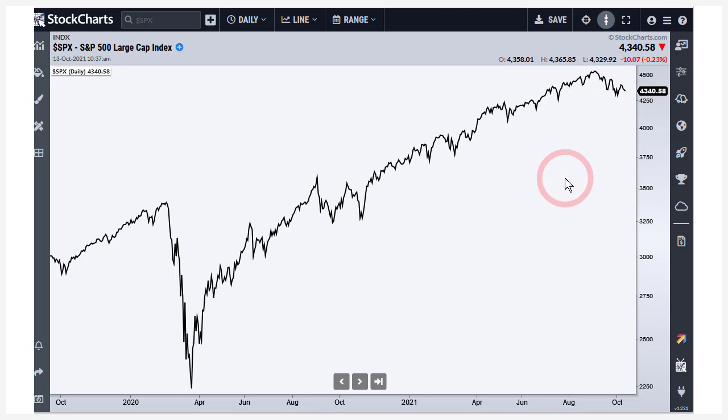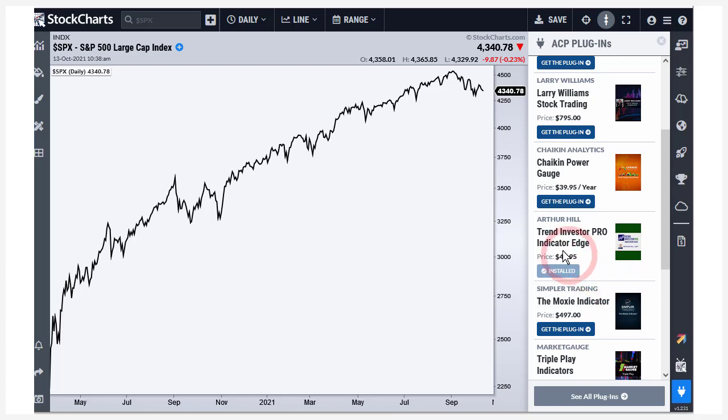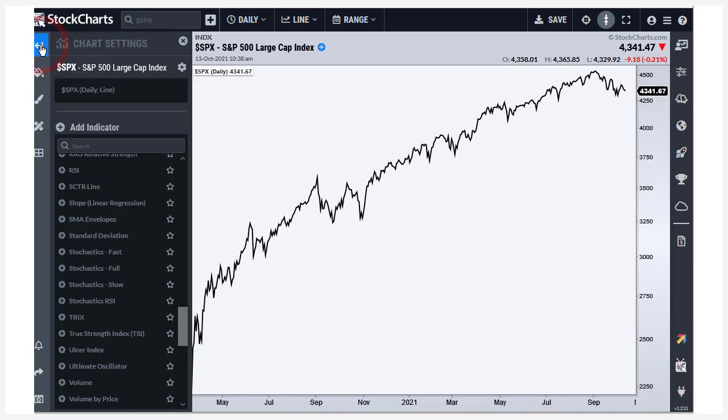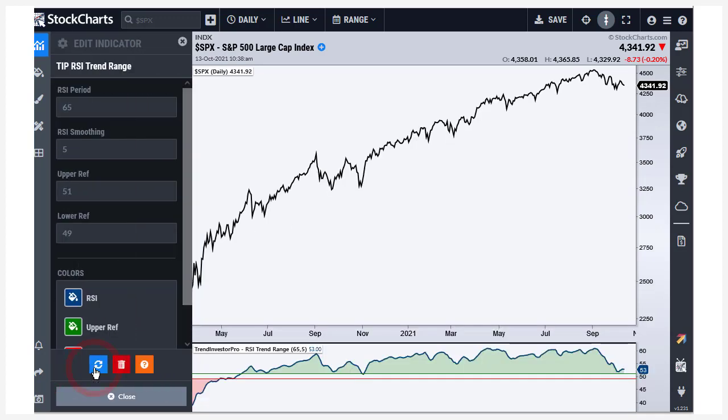This RSI range indicator is part of the Trend Investor Pro Indicator Edge plugin. If you go down to the bottom right and click the plugin icon, you can see the plugins that are available, and you can click on that to learn more about it. Now I'm going to go to the upper left corner and open up the chart settings, scroll down to the plugin options, where the indicators are available, and select RSI trend range.